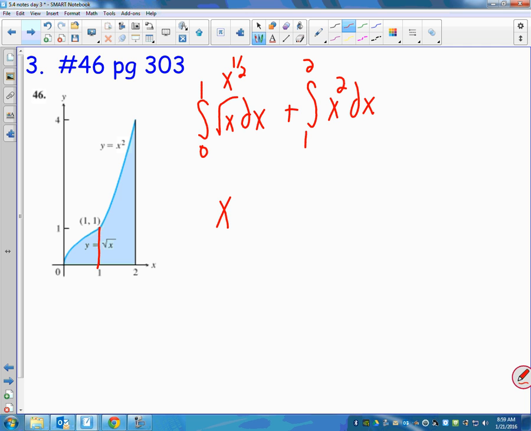What was the antiderivative of this piece? If I add 1 to that, that's x squared half. So if I have 1. And then this one's not so bad, right? Add 1 and divide by that. So that's x cubed over 3 from 1 to 2. And again, this is the notation that you need to use. My 0 looks like a 2.